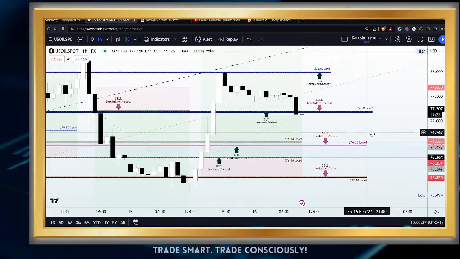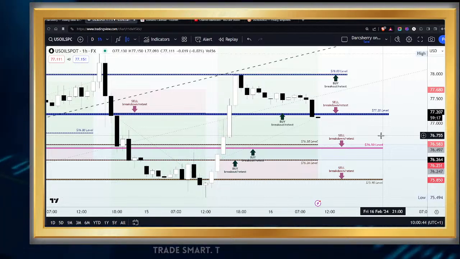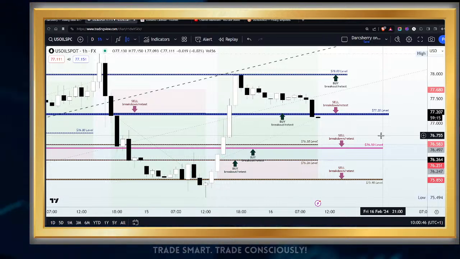So this is my simple view on the USOILSPOT for today. I encourage you to mark out these levels on your chart, as you will be needing them as a reference point to guide your independent trading decisions for today.